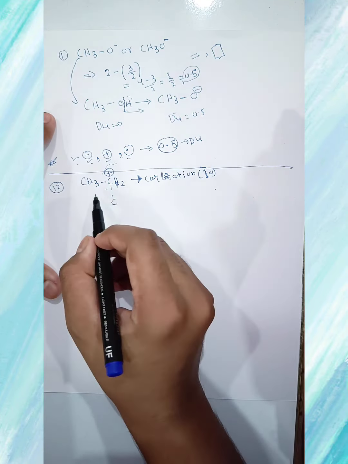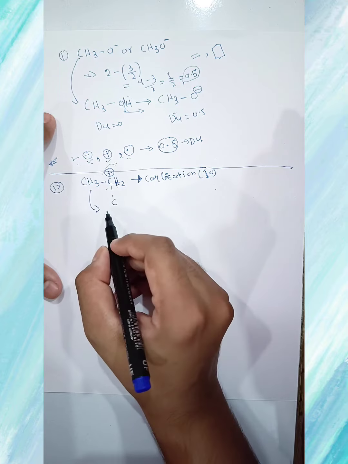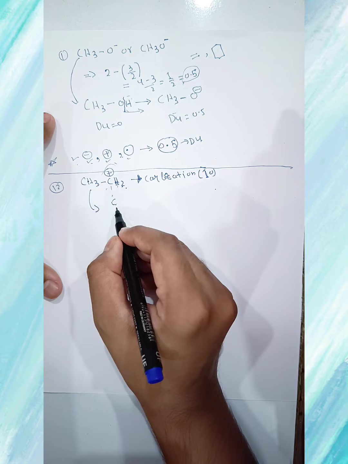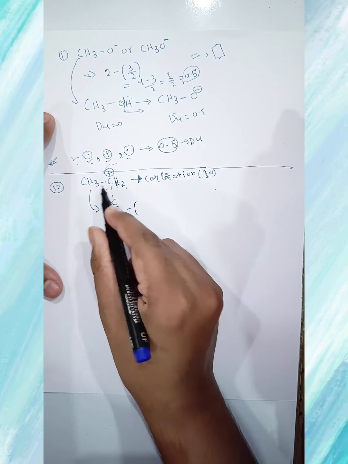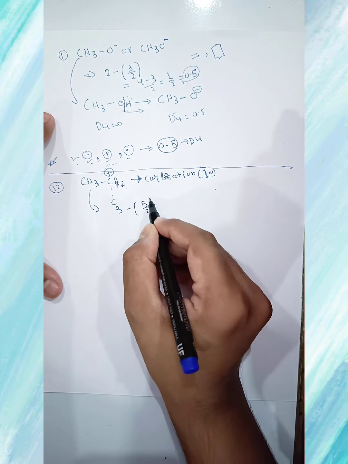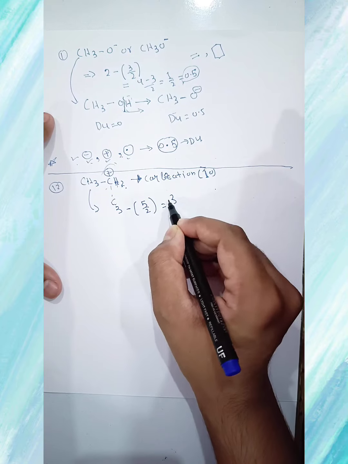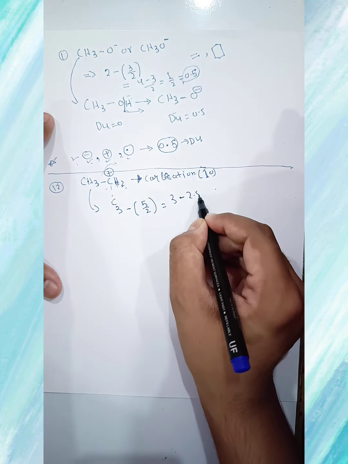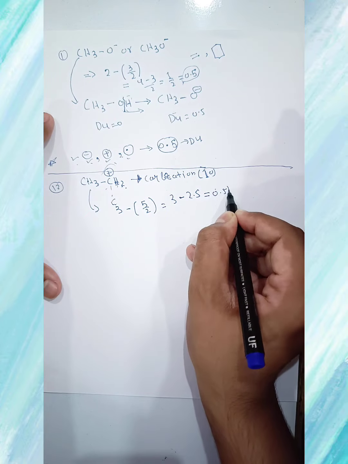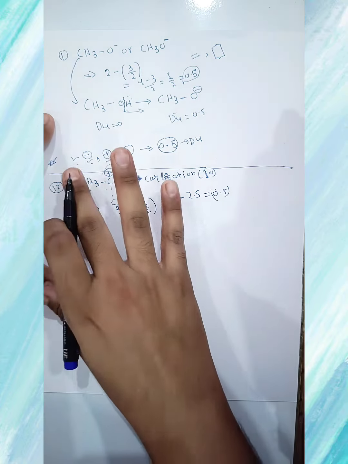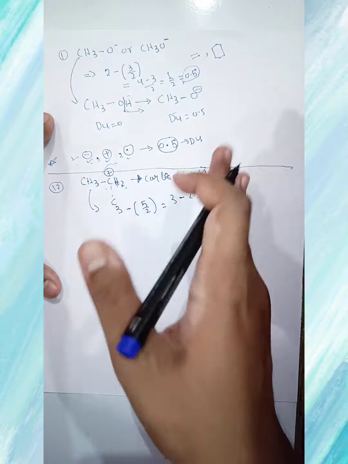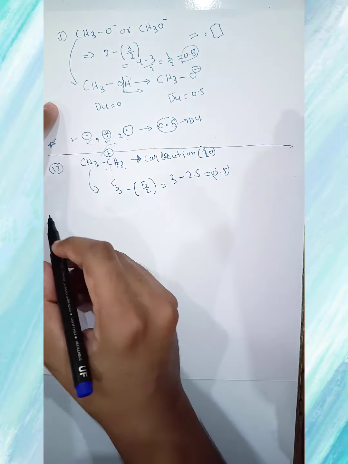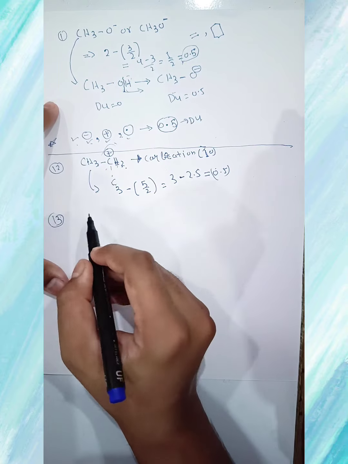So let us calculate its DU. It will come out to be: 5 hydrogens are present, 2 C, 2 plus 1 is 3, minus 5, divided by 2, 3 minus 2.5, which will yield 0.5. I have already told you, when you see a negative, positive or a free radical, 0.5 DU will be there. So that's why 0.5 DU is coming. Let us take another example.